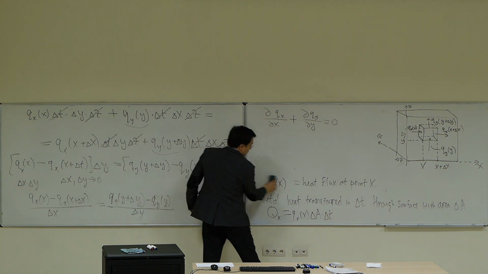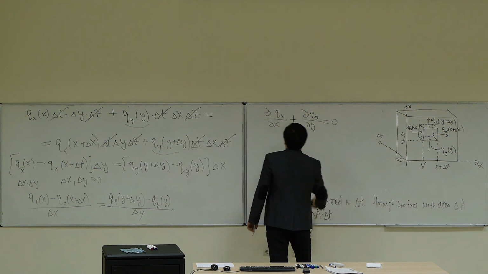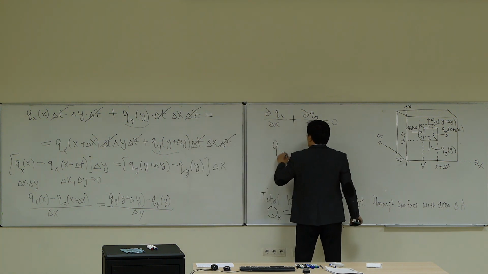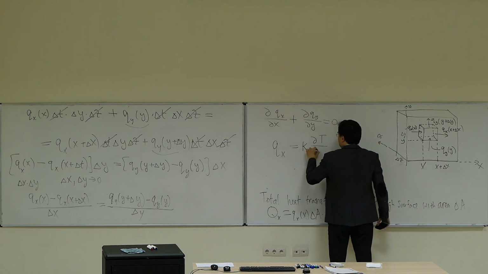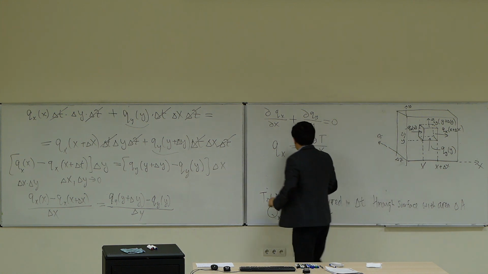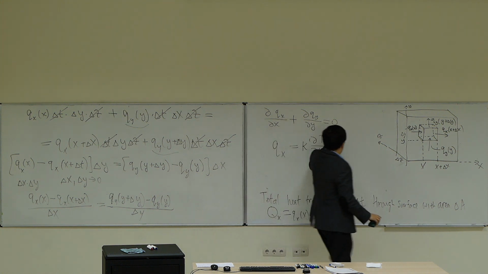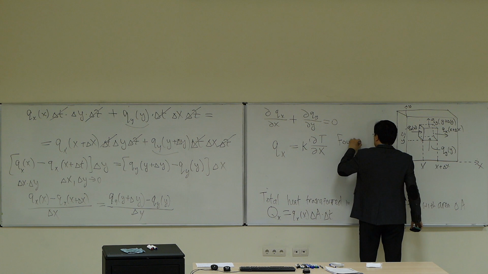We need an equation for temperature. So qx, flux in the x direction, can be expressed through the derivative of T, dT/dx. Okay, this is Fourier's law for heat conduction.